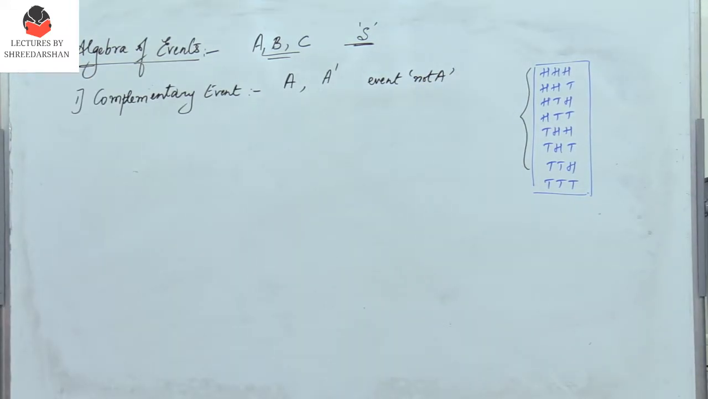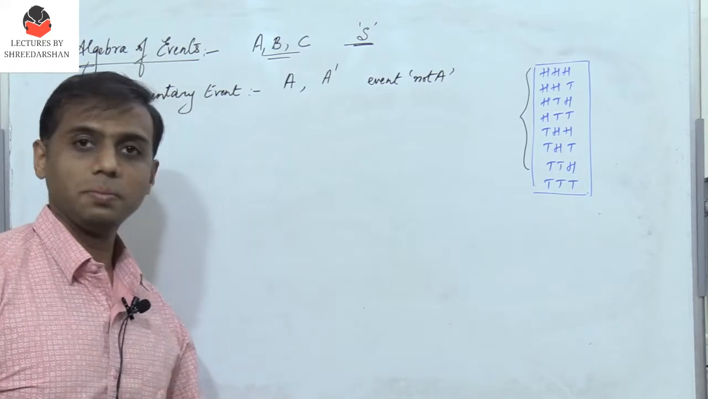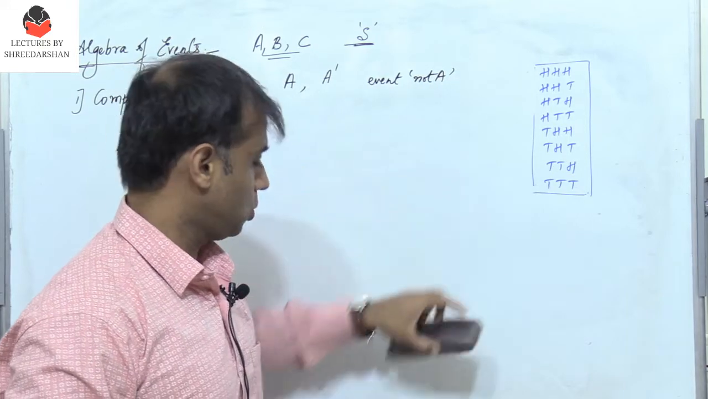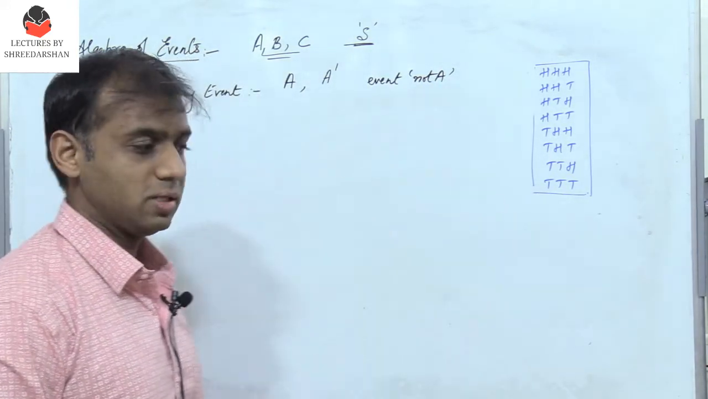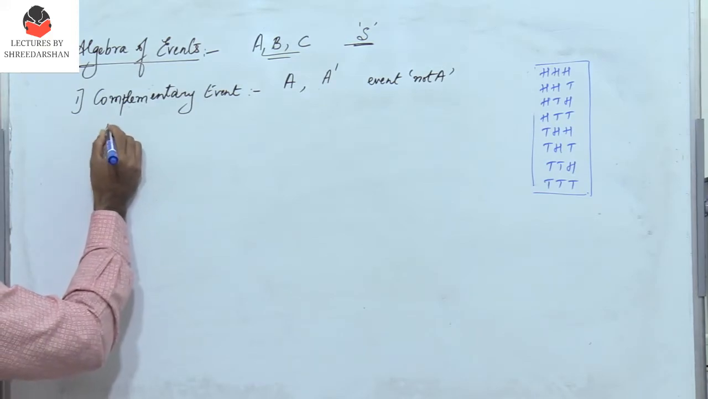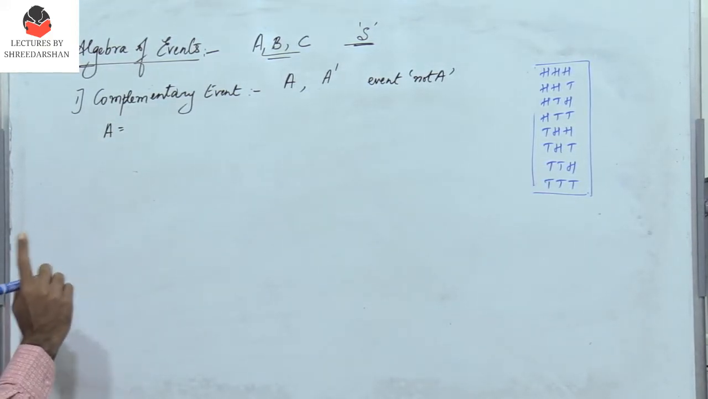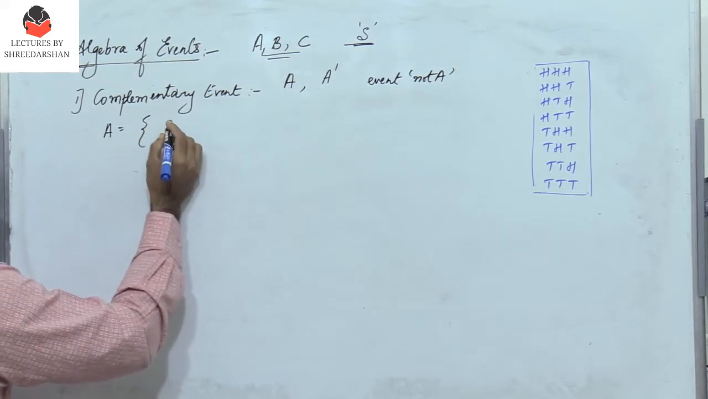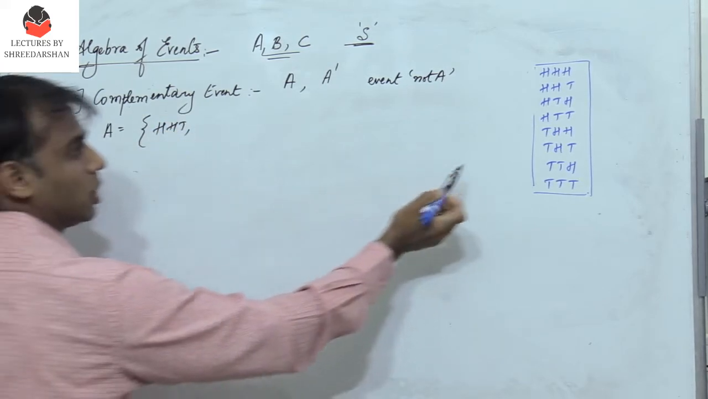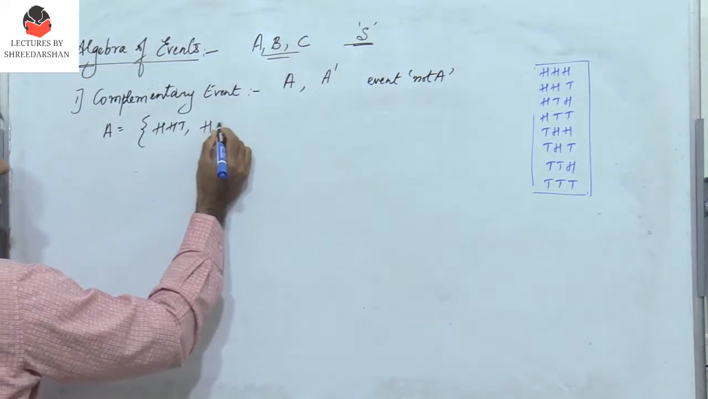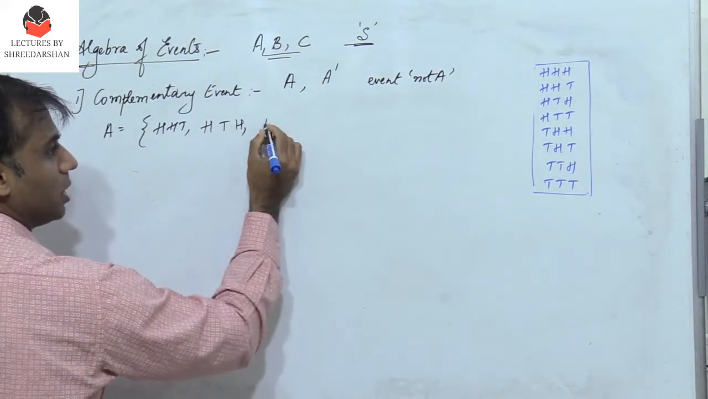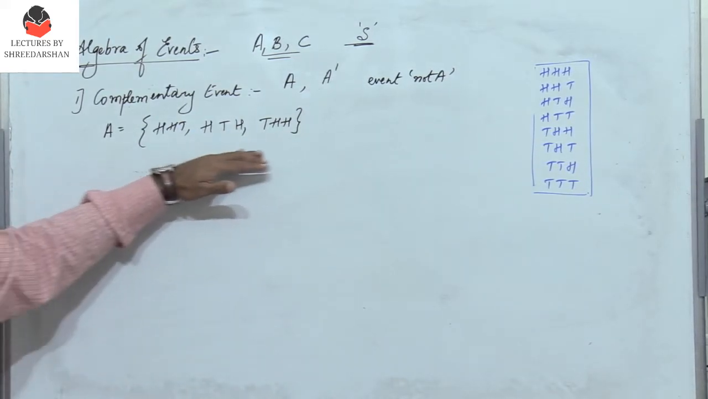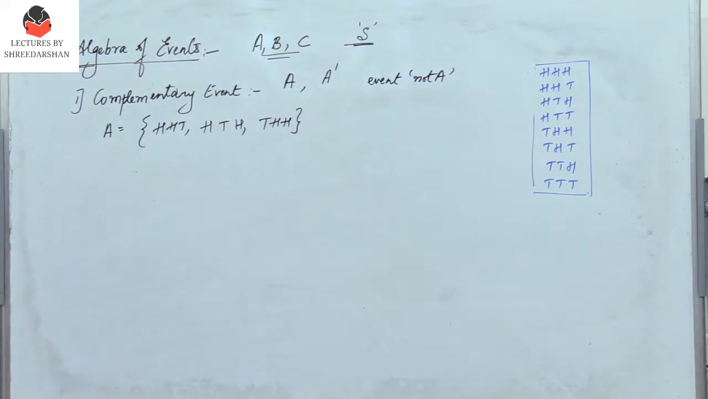For example, if I consider this to be the sample space, an experiment where a coin is tossed 3 times, you get 8 combinations. Now let me consider an event A wherein you have one tail occurring. So among heads and tails, only one tail occurs. So you have HHT, this is one combination, HTH is another, and THH is one more. So we have defined an event A where you only have one tail in all its outcomes.